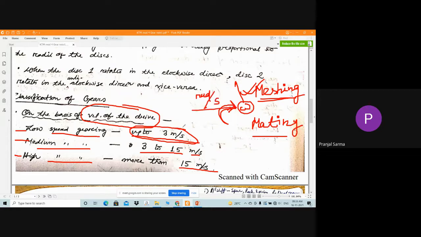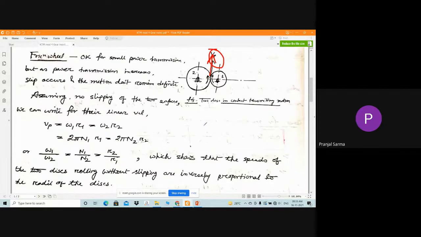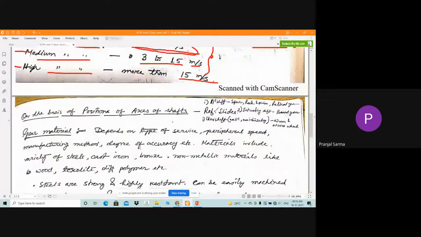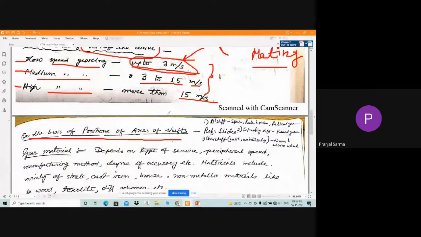Radian per second. But here you can see we're talking in terms of meter per second. So really in that case we are talking about the peripheral velocity here. Okay, that's why it is in that. Understood? So similarly, on the basis of position of the axis of the shaft, we can also categorize the different gears.